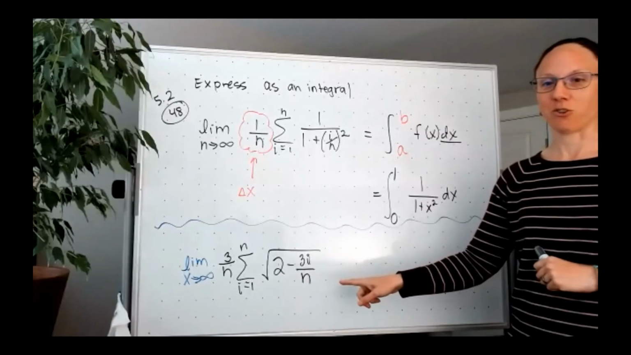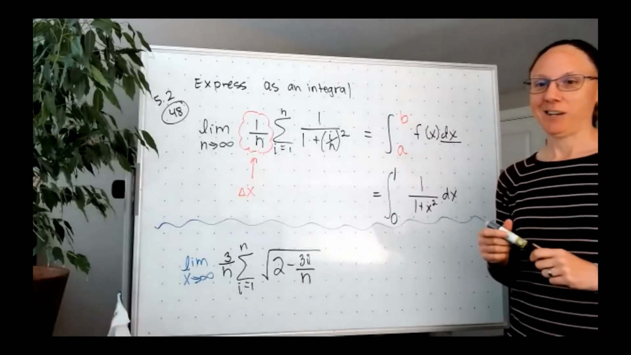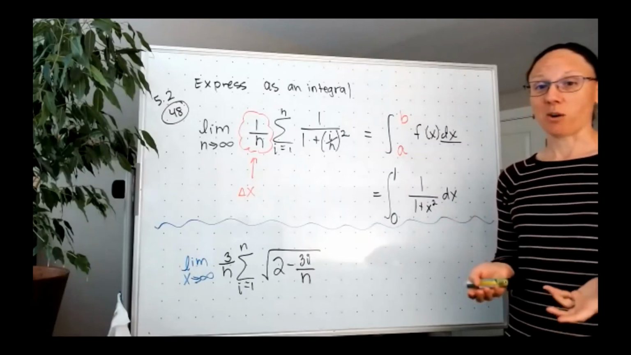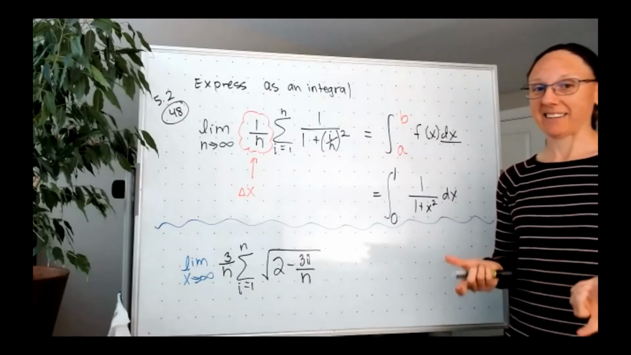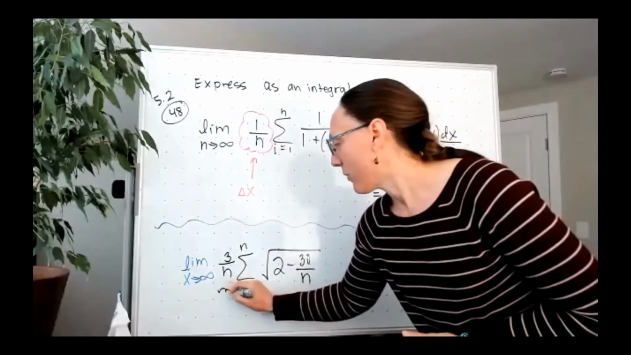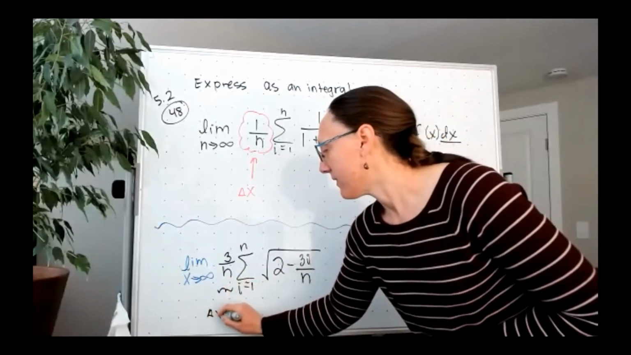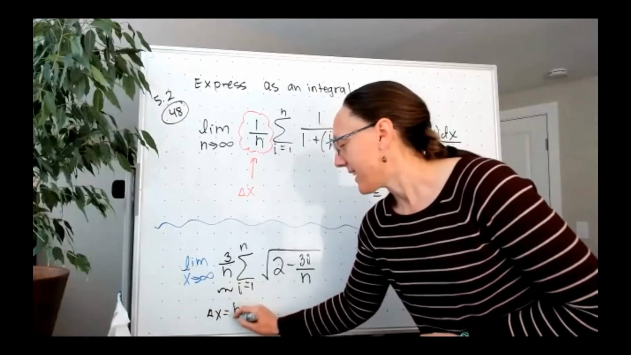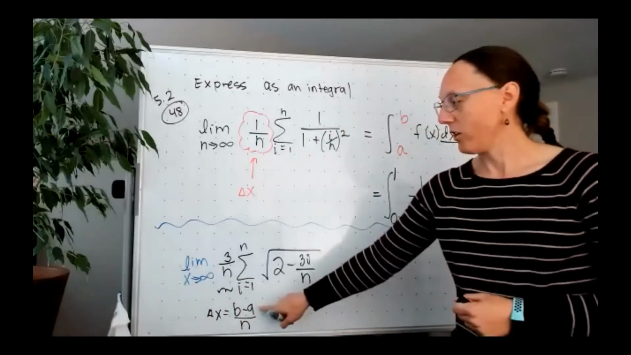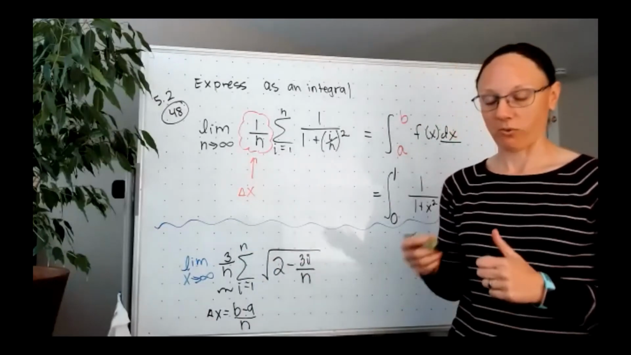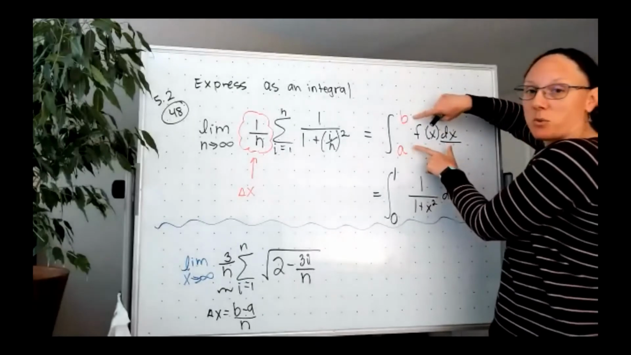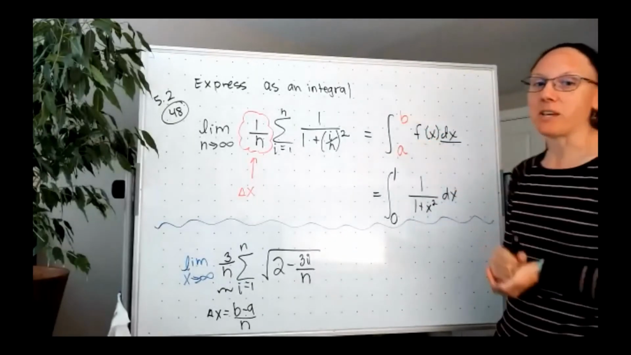This one's actually really interesting, but I'm going to start by looking for that delta x piece. So that's the 3 over n. That's my delta x. And since that has to be b minus a over n, that's telling me that b minus a is equal to 3. Whatever else is going on, this difference between the a and b has to be equal to 3.